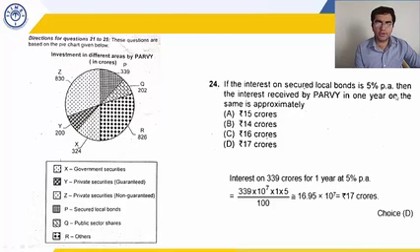Interest on secured local bonds is 5% per annum. So what would be the principal? Principal would be the investment. That is 339 crores. Interest is 5%. So 5% of 339 crores. Simple calculation and you get the answer.